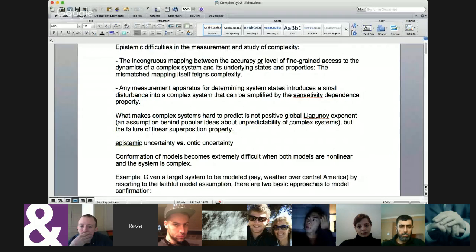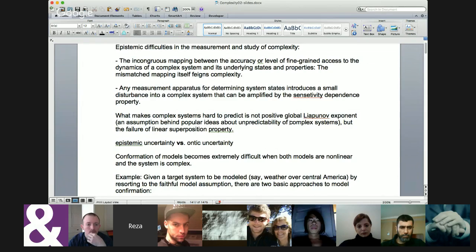Even for infinite past observations, we cannot eliminate the uncertainty in the epistemic states given some unknown ontic state of the target system. One of the important reasons for this difficulty was traced back to the faithful model assumption that I talked about at the end of last session.